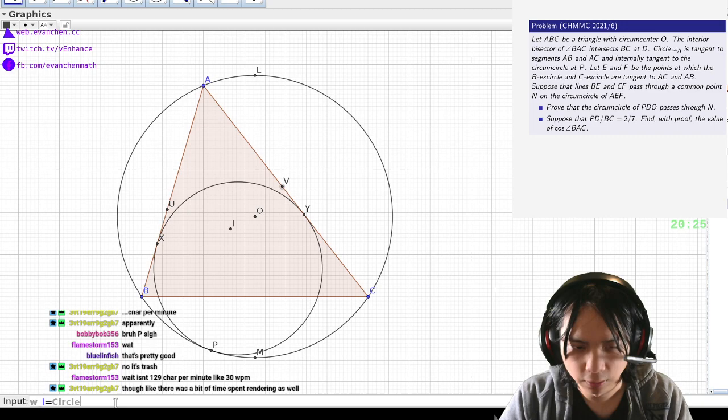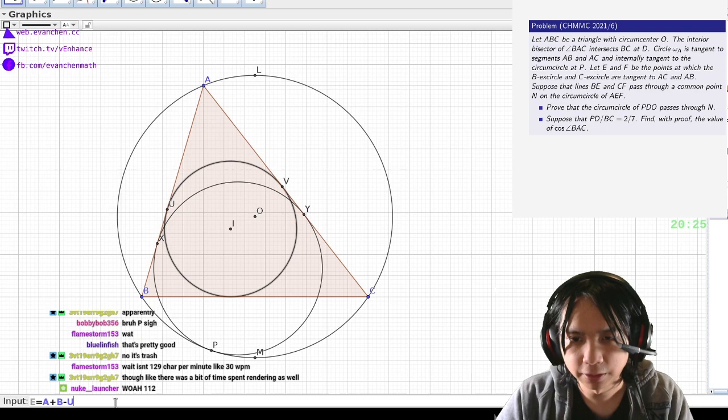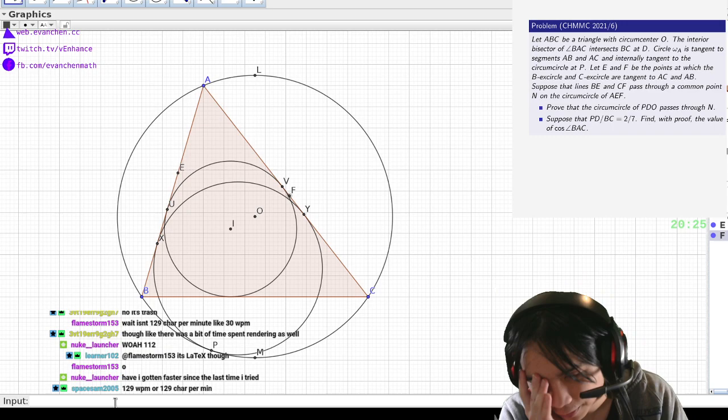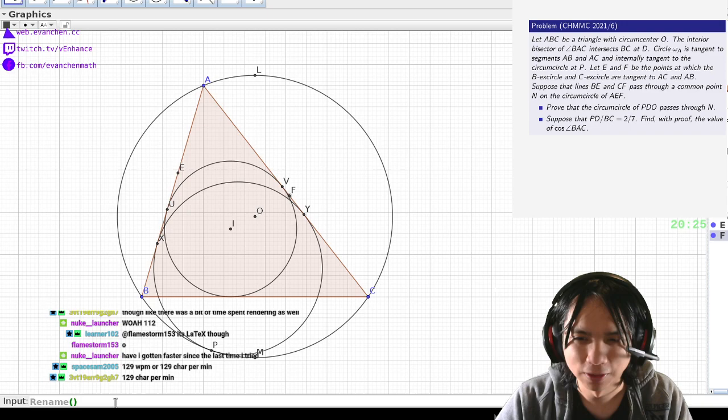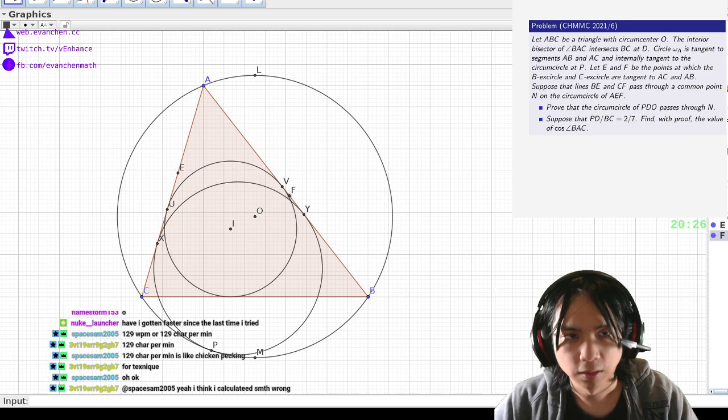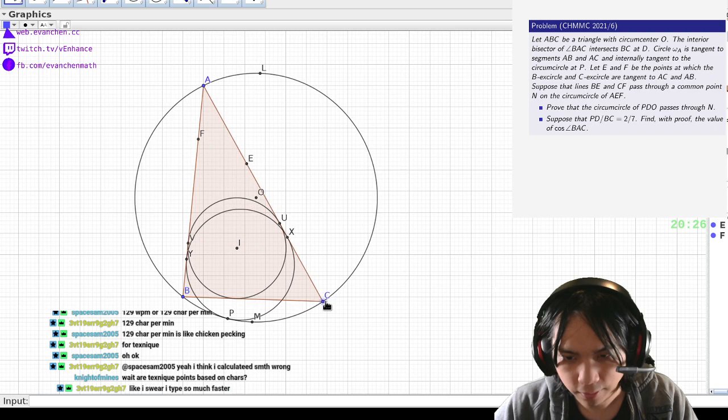And then E is A plus B minus U. F is A plus C minus B. And then, crap, they're flipped. No! Okay, rename. Oh shoot, everything's flipped. Oh, here, okay, we're gonna do the following. B, C1. Okay. Much better.